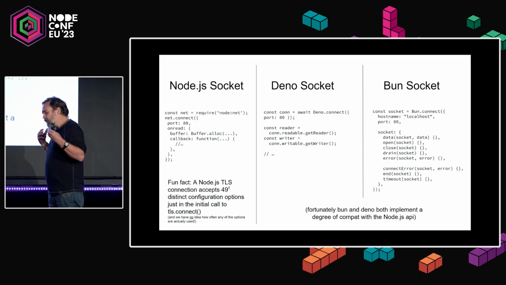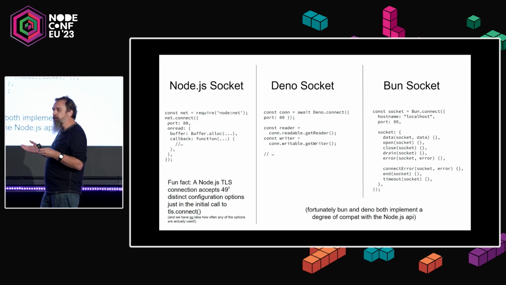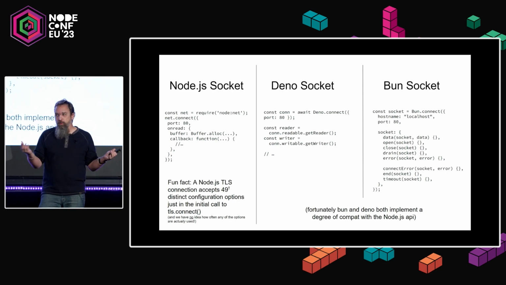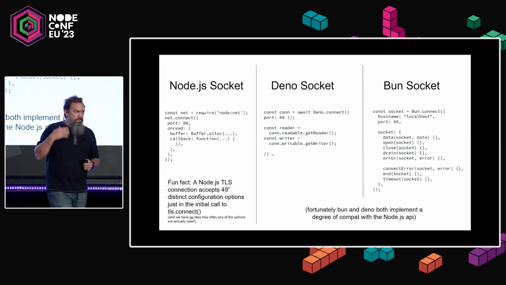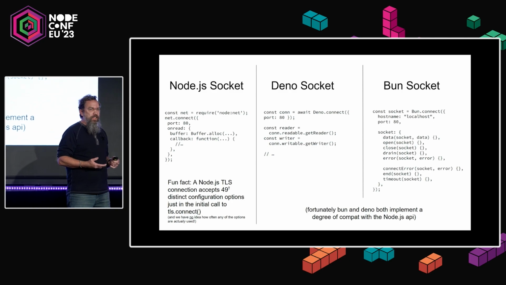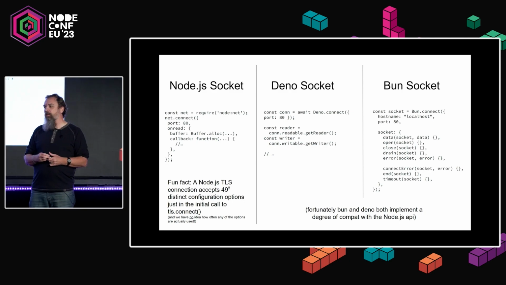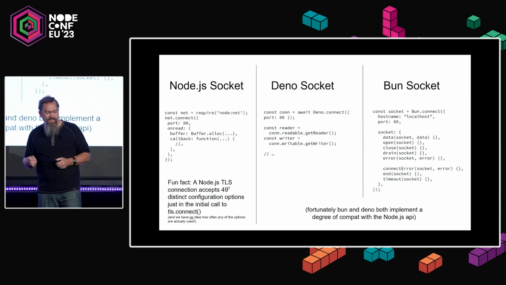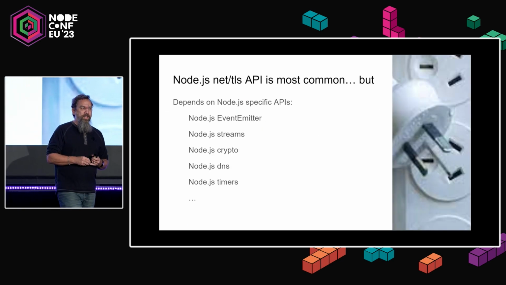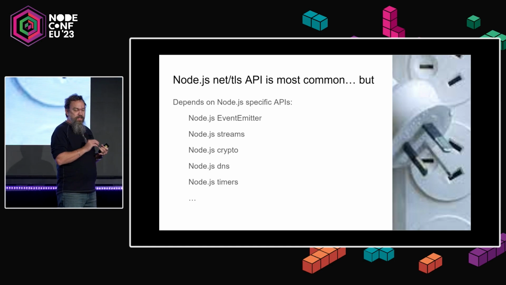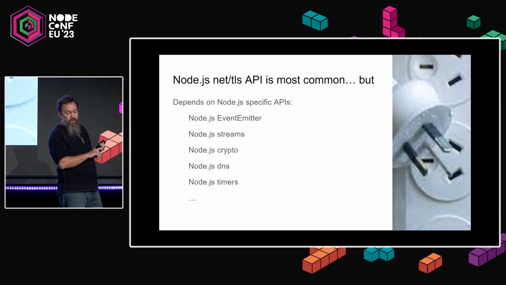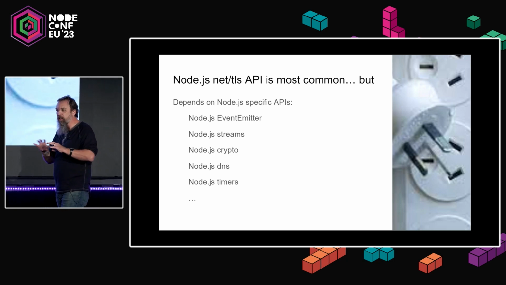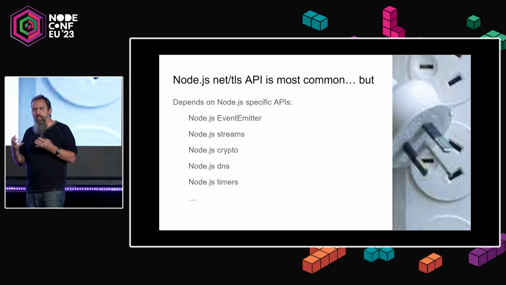So as a fourth runtime coming in and asking this question, what do we want to do here? Which one of these APIs should we use, right? Now, Node is by far the more common one. That's the one that all the existing modules out there are making use of. But it turns out Node's API is actually quite complicated. Net.connect depends on EventEmitter, streams, crypto, DNS, timers, AsyncLocalStorage. I mean, there is a ton there under the covers on how that is actually implemented.